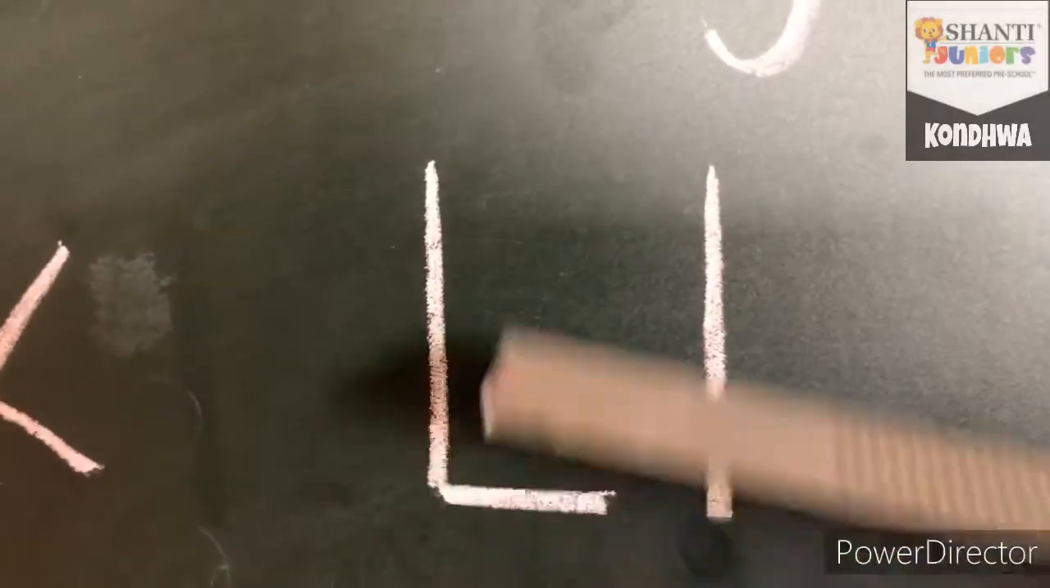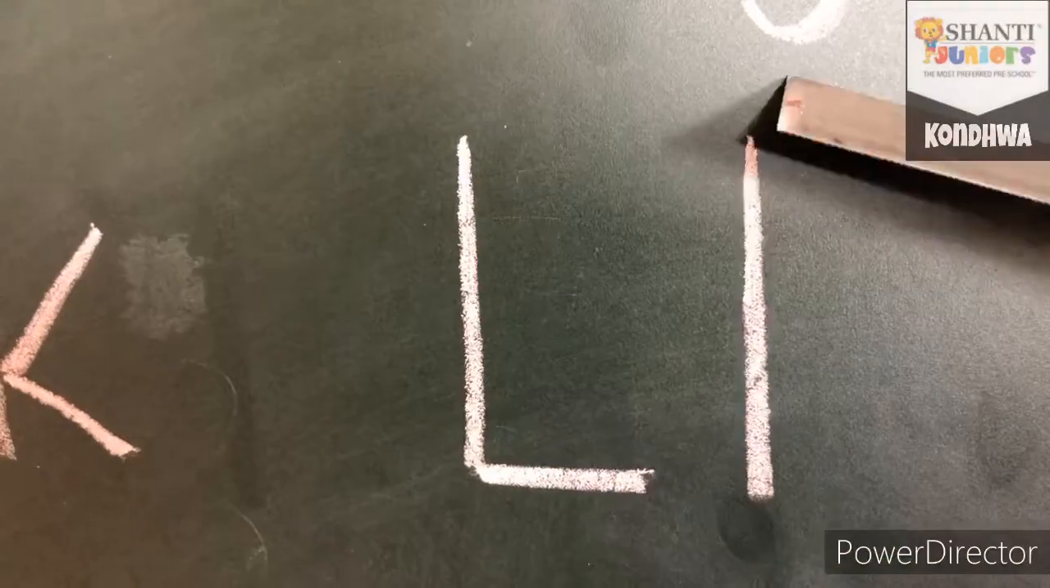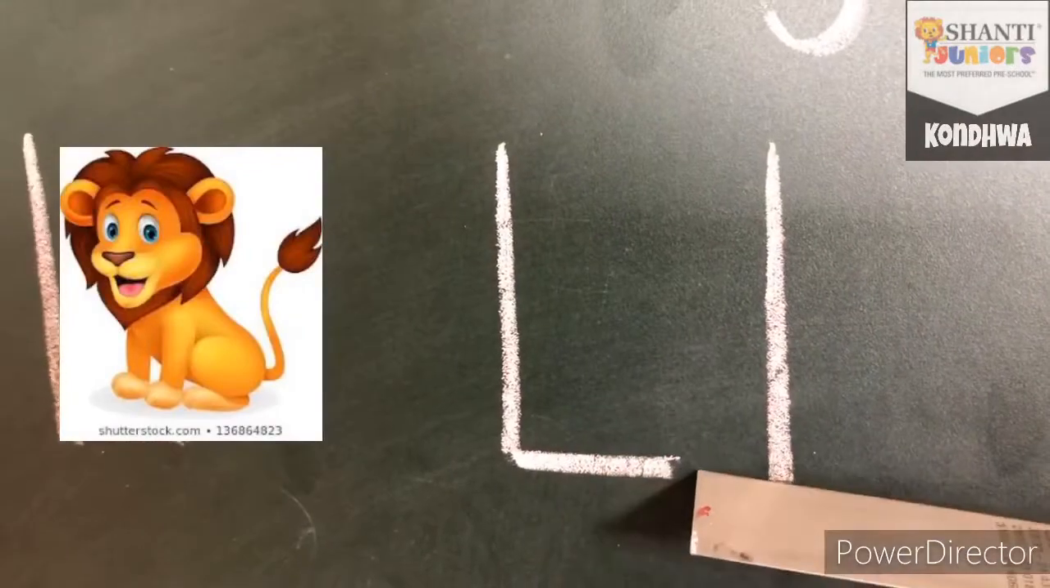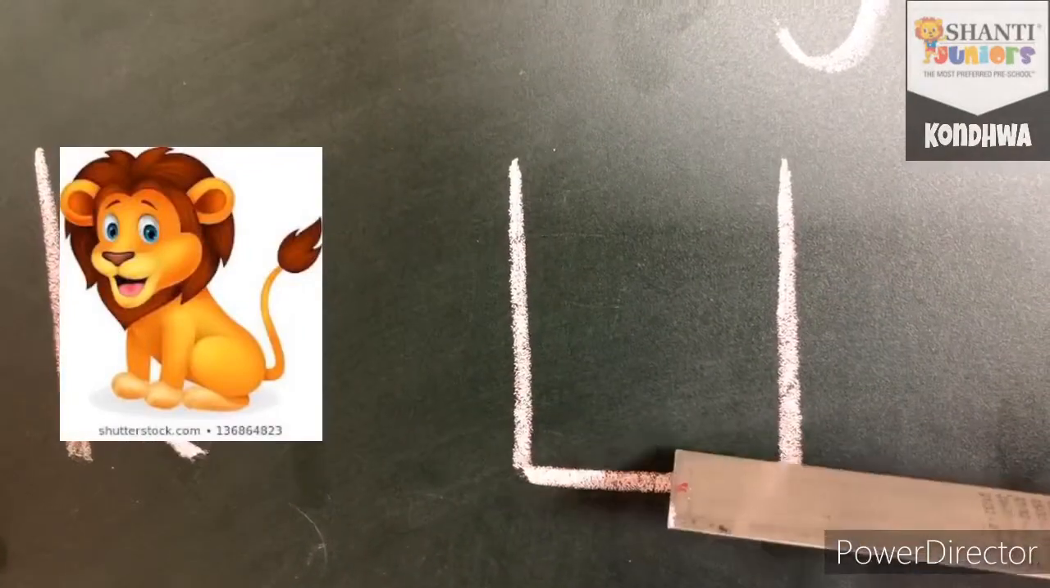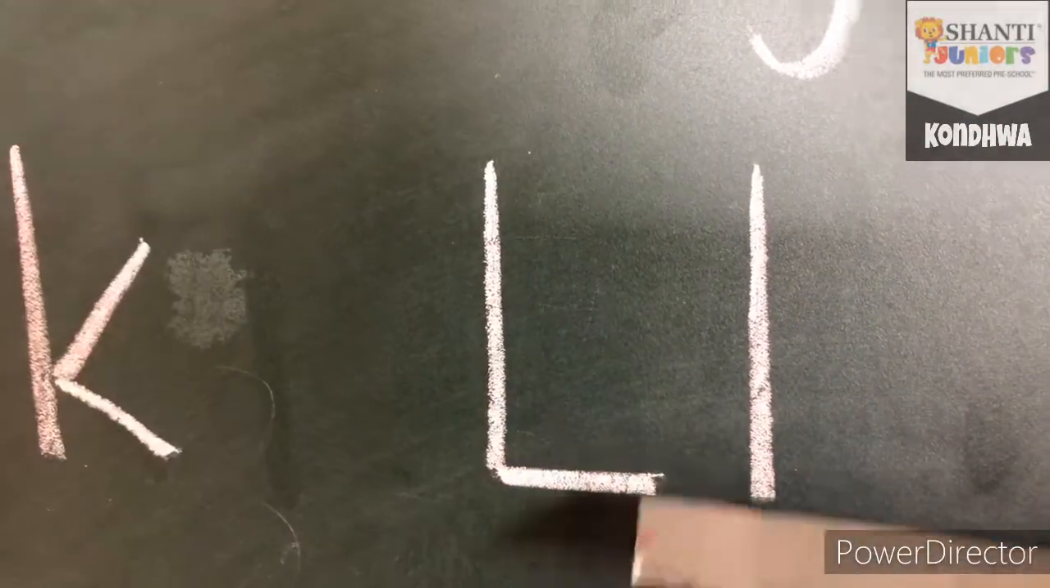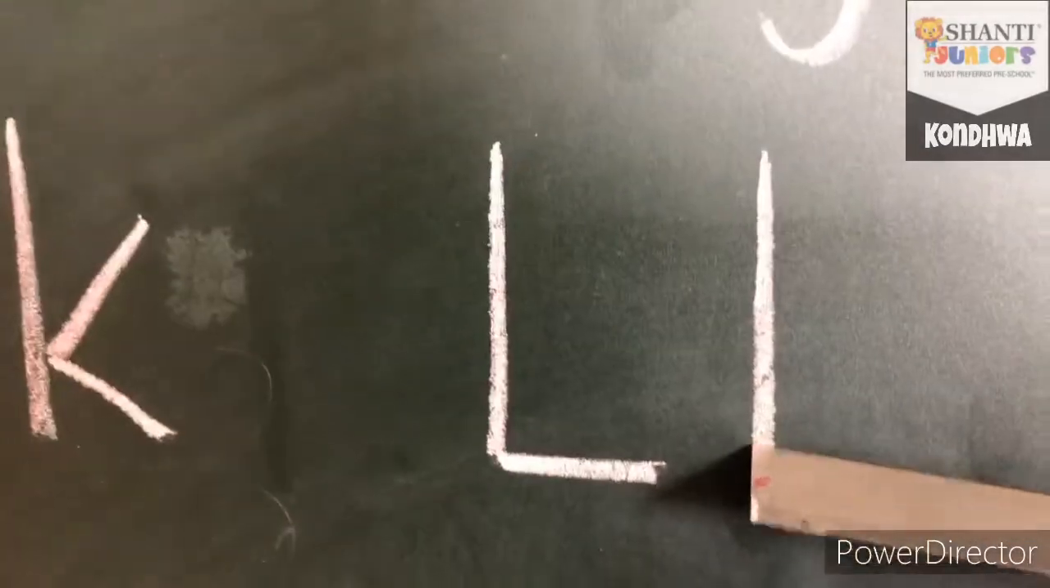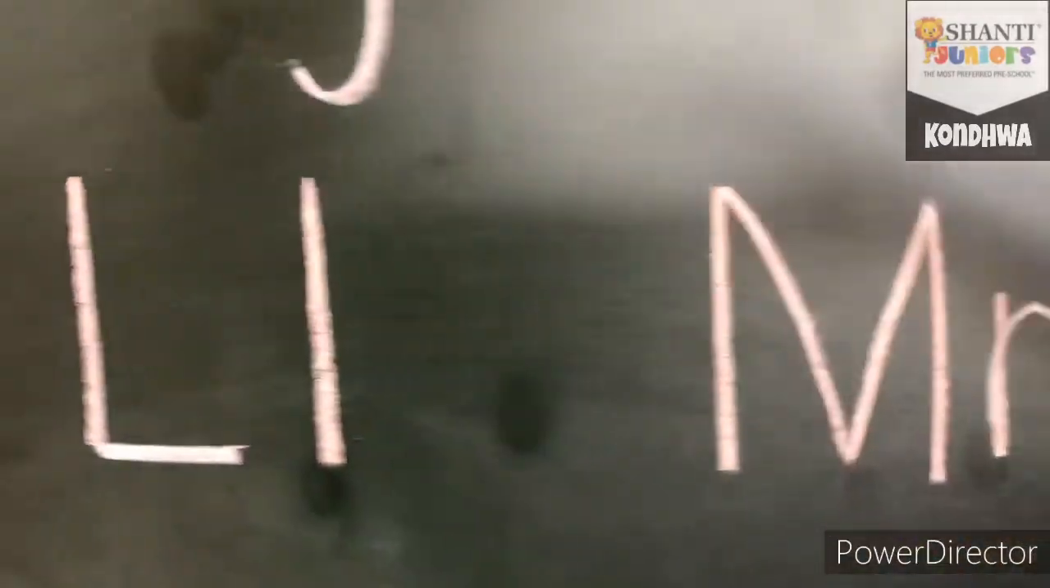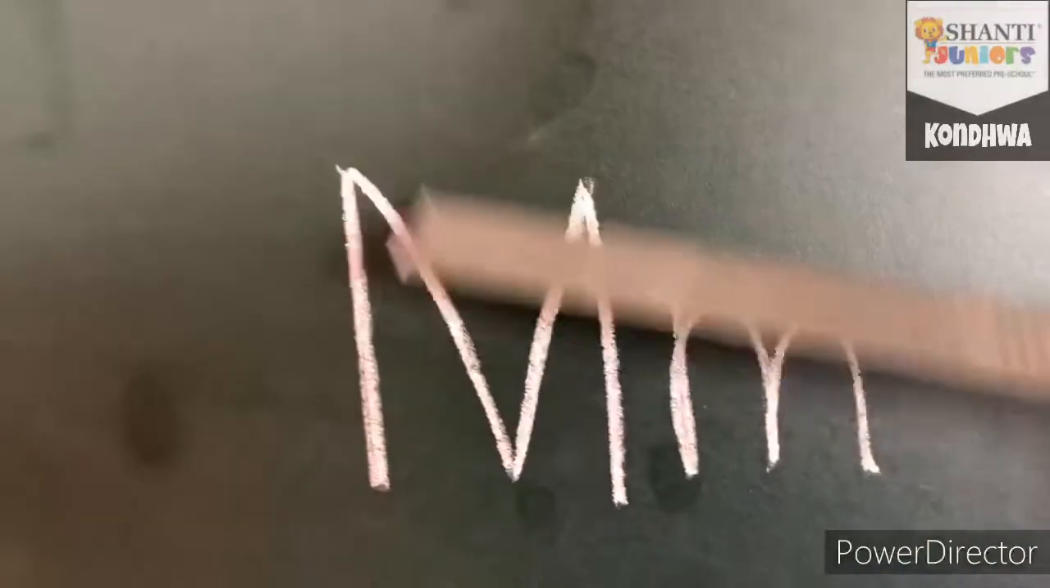Now this is letter L. Capital L and small l. From L what comes? Lion. L for lion. L for light. Okay. Now we'll come to M.